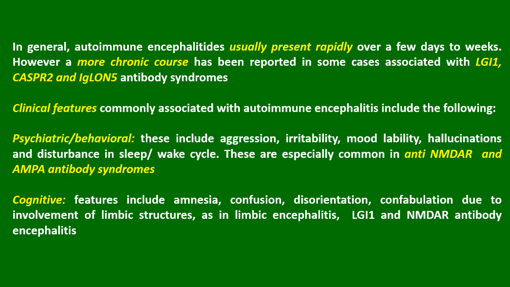In general, the autoimmune encephalitides usually present rapidly over a few days to weeks. However, a more chronic course has been reported in some cases associated with LGI1, Caspr2, and IgLON5 antibody syndromes. Clinical features commonly associated with this condition include the following.